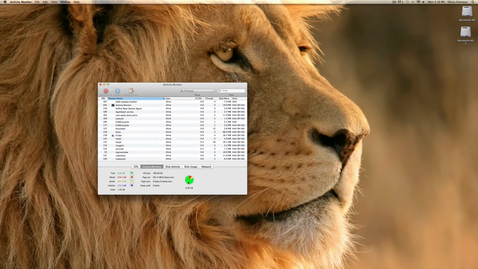Next, your RAM. Mine has 8 gigs of total RAM. You can see how much is being used by the operating system and your applications right here. For active, you can see how much that is, and you can see how much is being used. Disk activity, you can see how many reads and writes. This is important if you have an SSD.